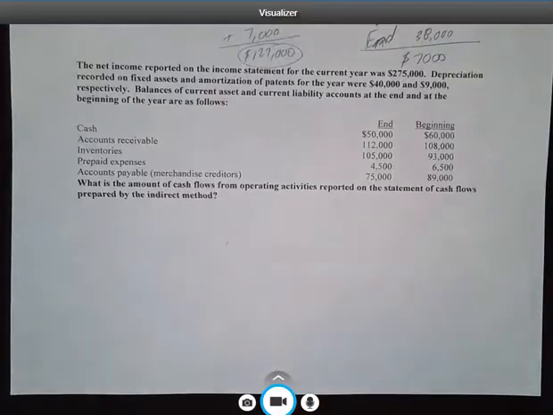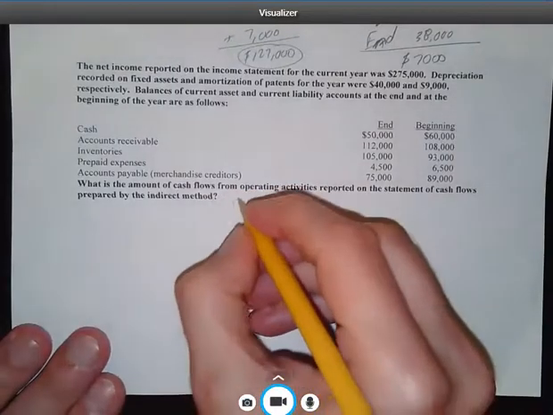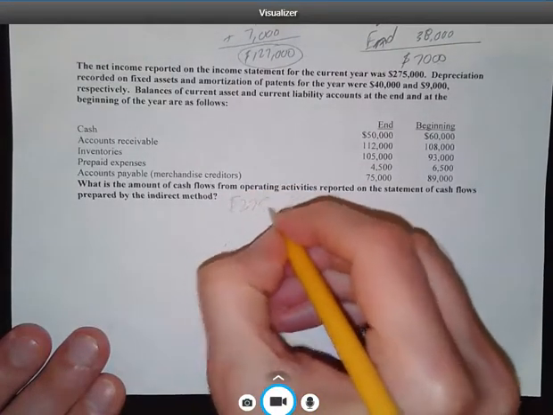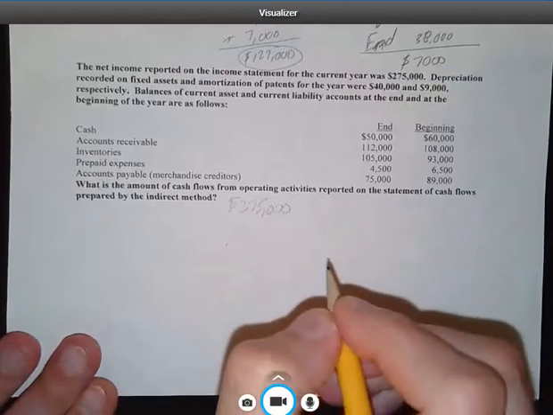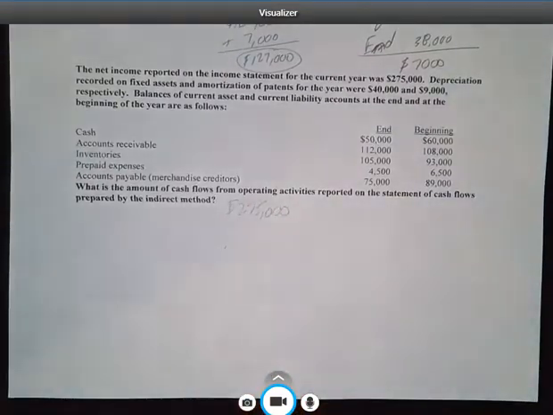All right, next question. Looks like this is going to be a little bit more involved. Net income reported on the income statement for the current year, $275,000. That's your first clue to write that number down. We're going to need that number for sure.